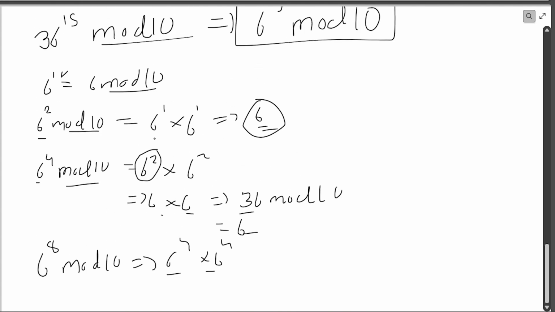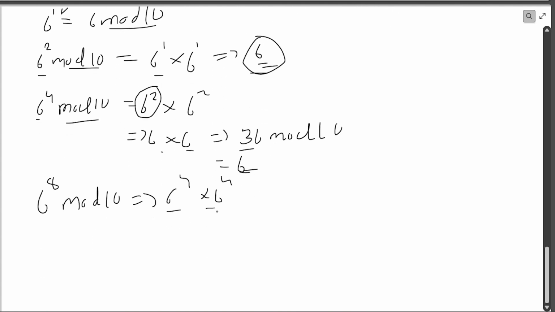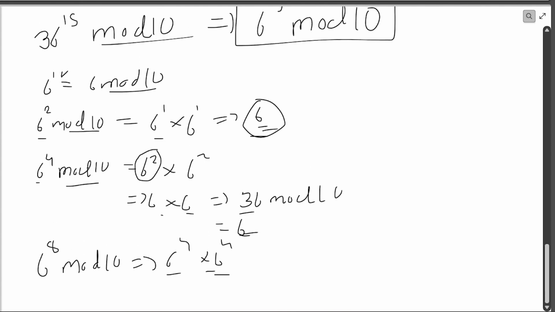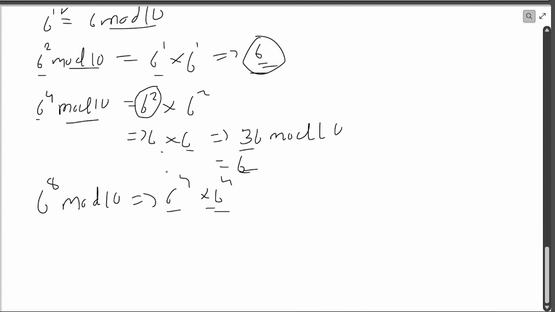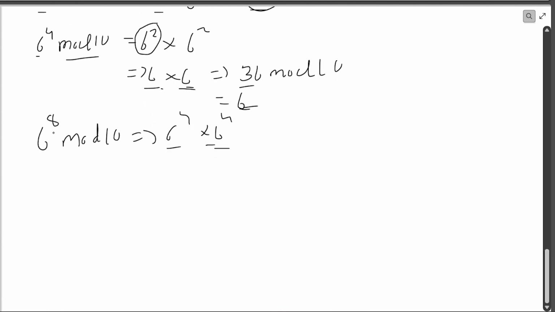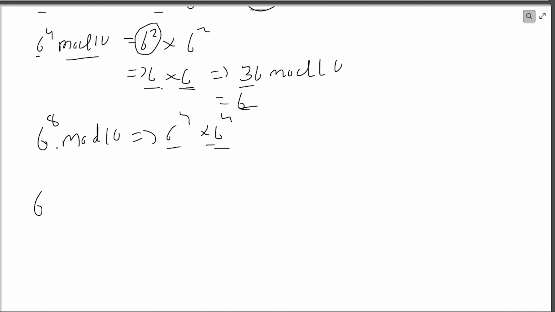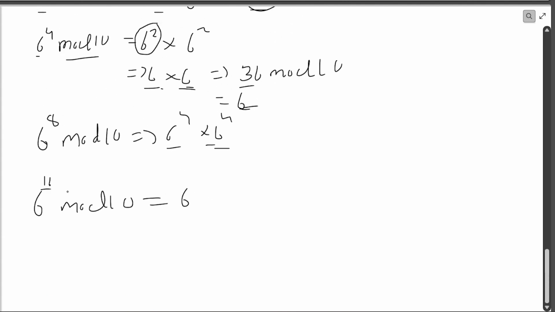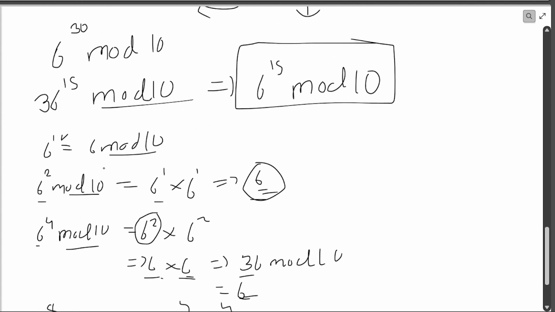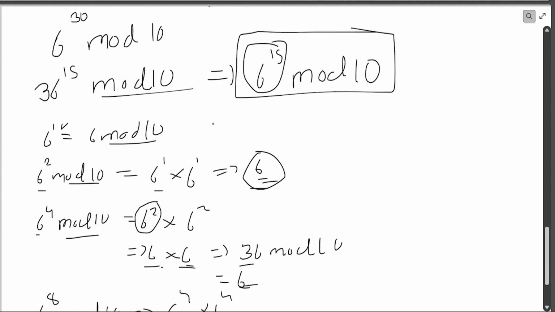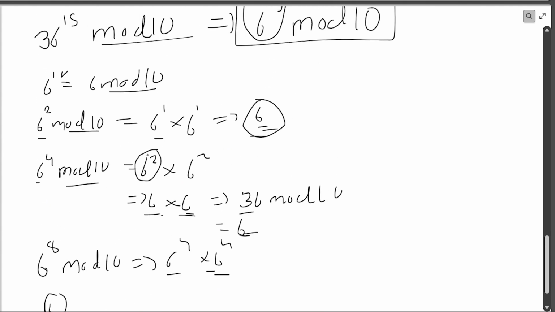But now that you know that we are always getting 6, we have a cycle. Because since we have 6 and then after we double it, we are always again multiplying 6 by 6 and we are again getting 6. We know that 6 raised to 8 mod 10 is also 6, and then 6 raised to 16 mod 10 is also nothing but 6. So now that we know that 6 raised to 16 mod 10 is 6, what we actually want to find is 6 raised to 15. But we got to 6 raised to 16, which was unnecessary.